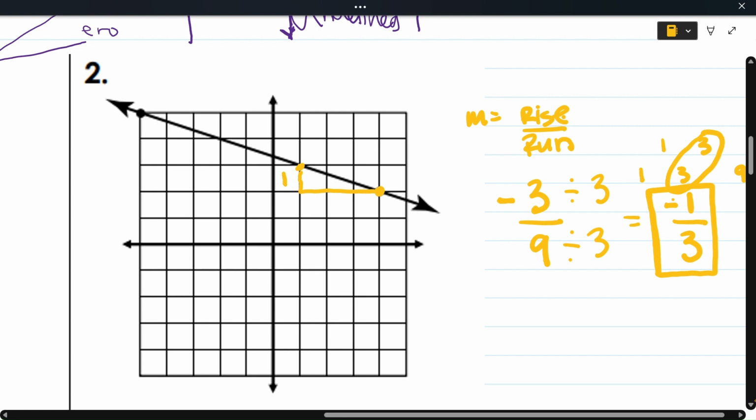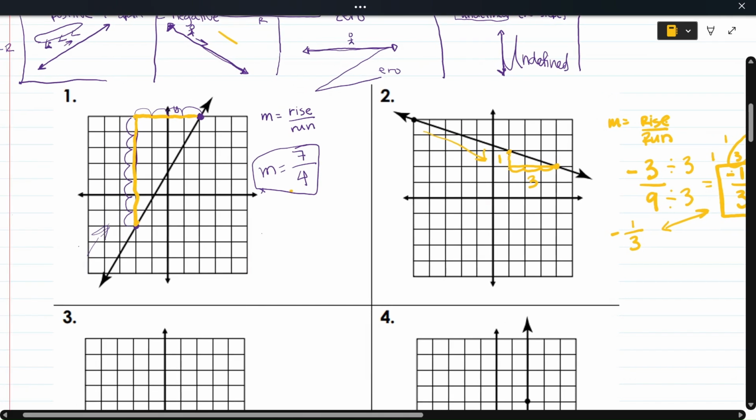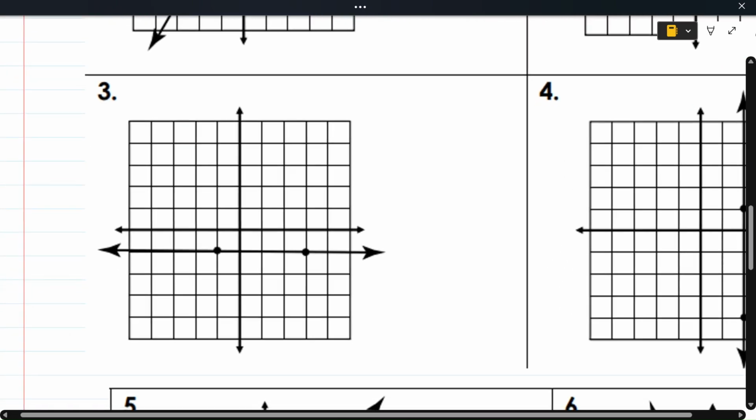I'm going to count my vertical space. I see 1. I'm going to count my horizontal space. 1, 2, 3. So my rise is 1. My run is 3. I know that this is a negative line because we already did it. And I got the same answer both times. Even though I picked different points, because they're on the same line, since a line is straight, it will be the same amount of slanty no matter where you try to calculate it.